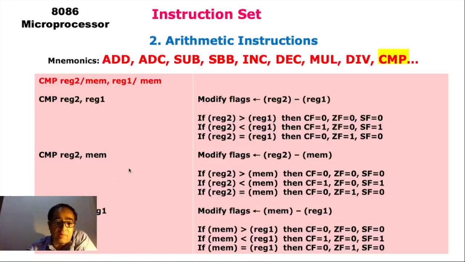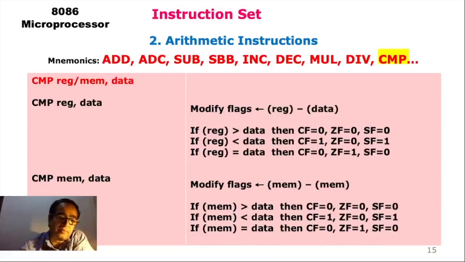Okay. Now coming to the second example. In the second example, we are comparing the register with memory, and over here, memory with register. This is the same as above, only the parameters have changed. Same here, we are taking the data, that is, immediate.